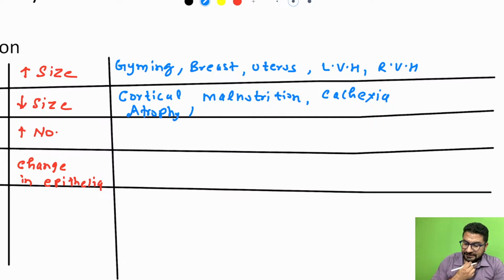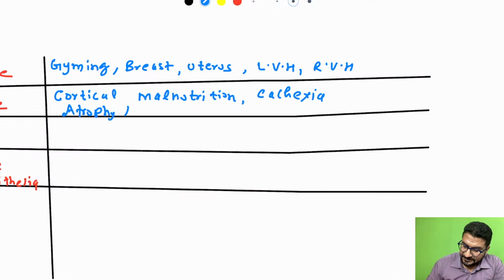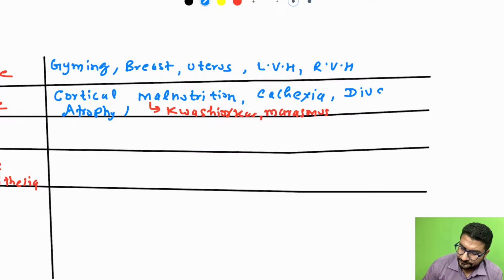The malnutrition means two diseases, kwashiorkor and marasmus. और कहीं पे atrophy होगी? Anyone? Anywhere else you will see atrophy? Suppose if you will not use any organ, उसको क्या बोलते हैं, disuse atrophy. So these are the examples of atrophy.